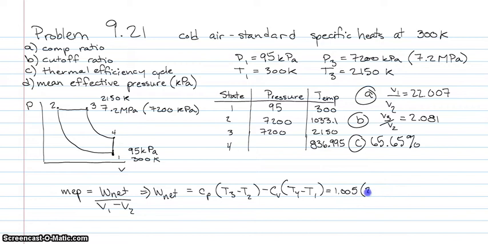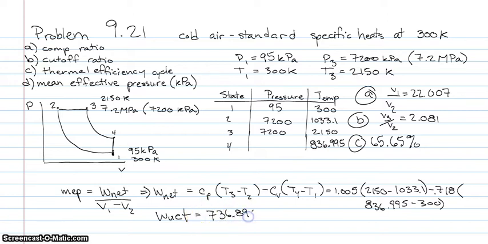1.005 times 2150 minus 1033.1, minus 0.718 times, I'm going to move to the next line here for room, 836.995 minus 300 Kelvin. Solving all this out, we've got the net work to equal 736.898 kilojoules per kilogram.